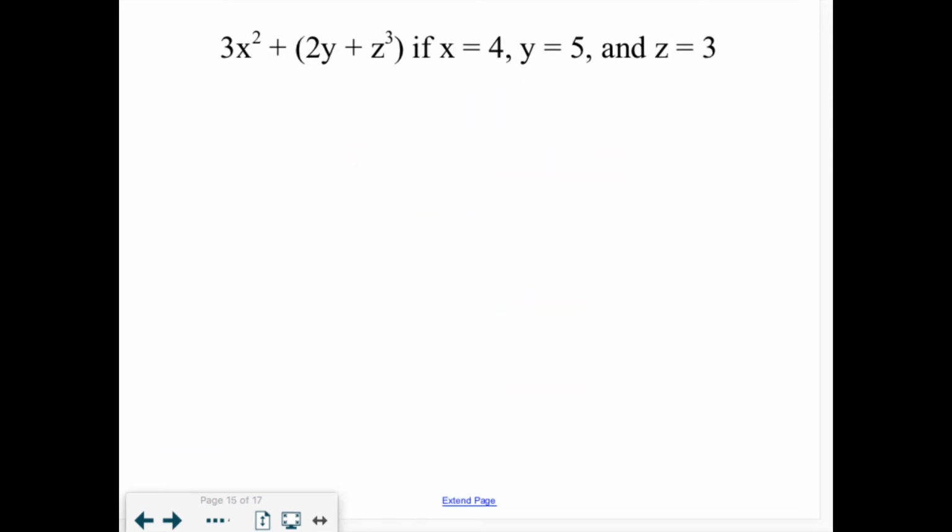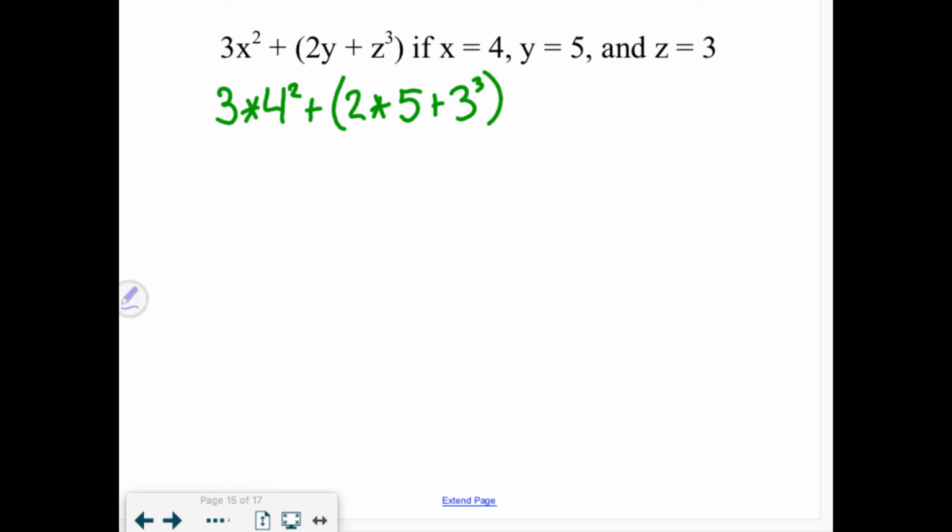The other type of equations that we have are ones that involve variables. We can still solve these by plugging in the information that we are given into the place of the variable. So wherever you see an x, you're going to plug in 4. Wherever you see a y, you're going to plug in 5. And wherever you see a z, you're going to plug in 3. So once I do that, I get 3 times 4 to the second power plus, in parentheses, 2 times 5 plus 3 to the third power.